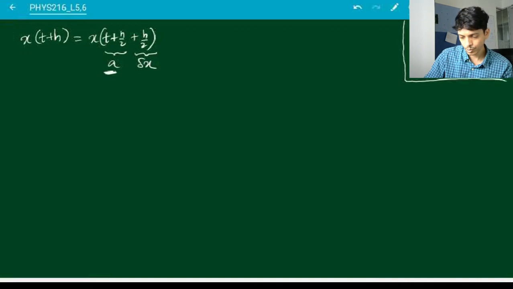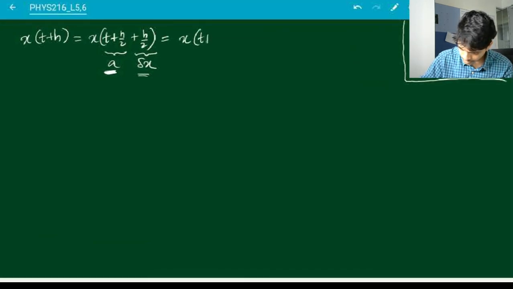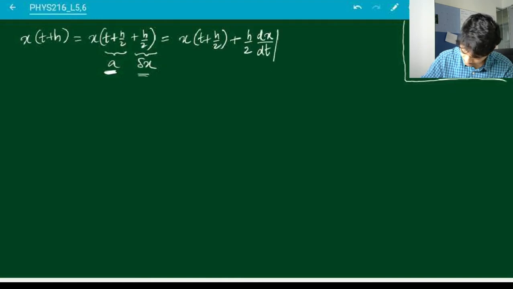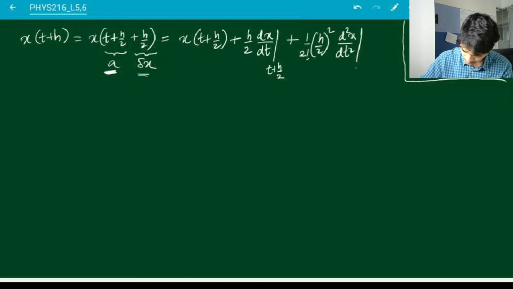So I'm going to do my Taylor expansion around this point, with this being the small variation. So this looks like x of t plus h by 2, plus h by 2 times dx by dt evaluated at t plus h by 2, plus 1 over 2 factorial, h by 2 squared, d2x by dt squared evaluated at t plus h by 2, plus so on.